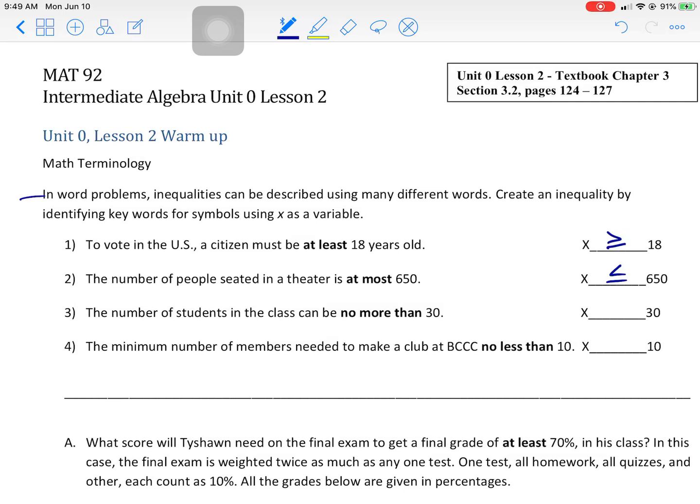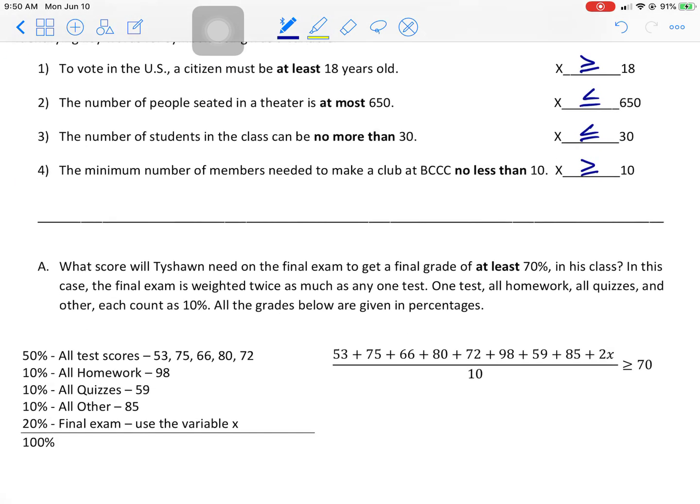And in a classroom, you're not allowed to have more than 30. You could have less, so less than or equal to 30. And then apparently the requirement for making a club is no less than, you have to have at least 10, or no less than 10. So it can be greater than 10, or equal to 10, but not fewer. Okay.